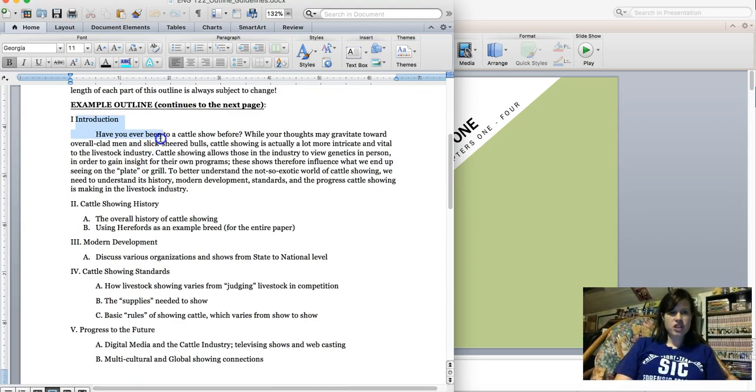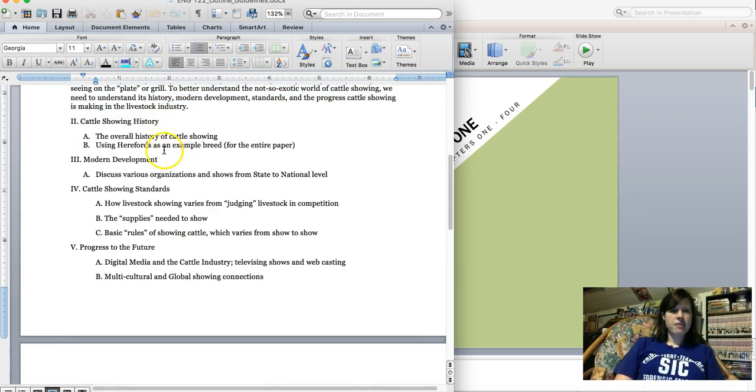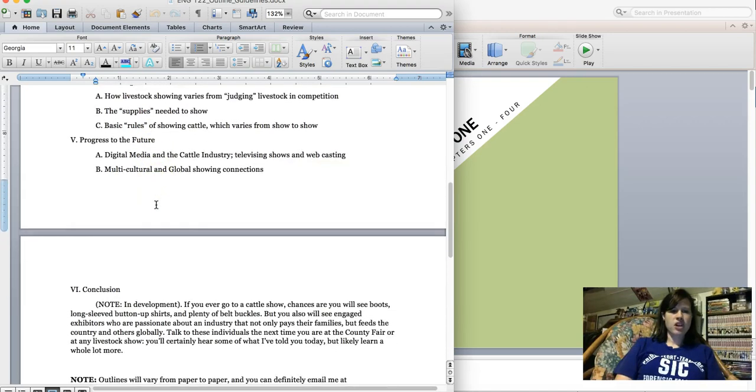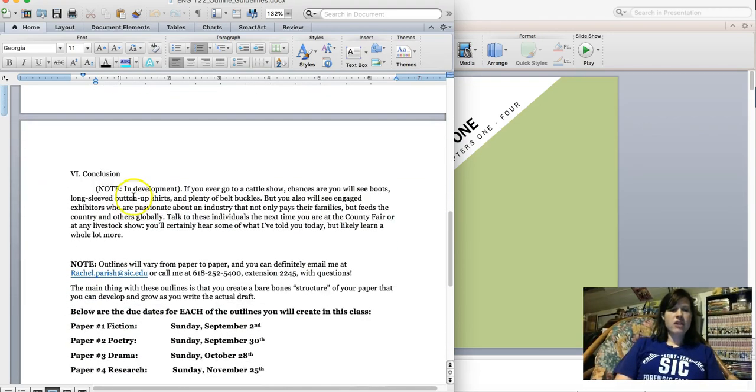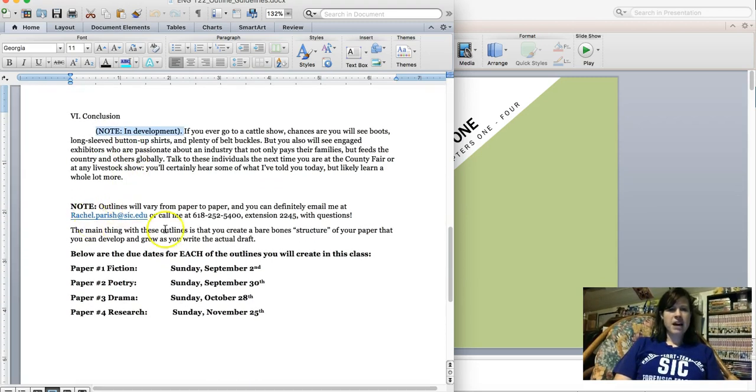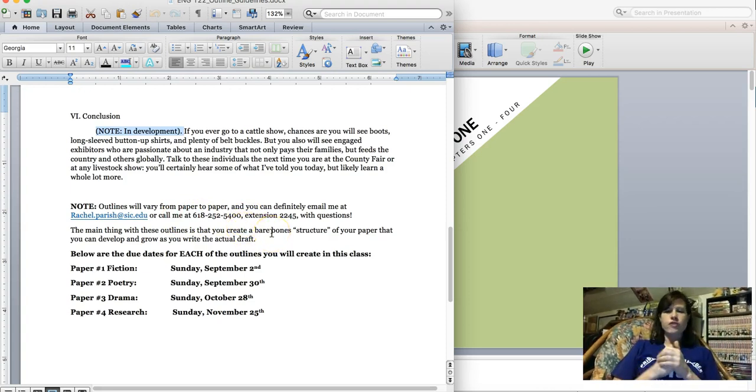I have my little introduction paragraph here, and then I have my points and what I'm going to talk about. And then I've noted in my conclusion that it's in development. For your paper 1, if your conclusion is not anywhere close to being done, just give me this, and that's fine, because I understand if you're still working on your paper. I've got my information here on if you need to get a hold of me. The main thing is I want to see a bare bones structure for your paper.